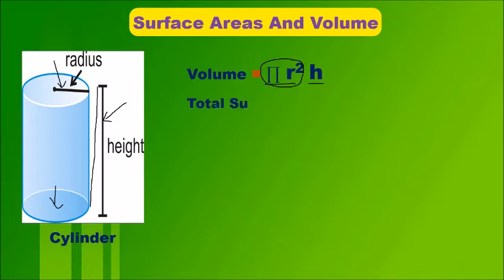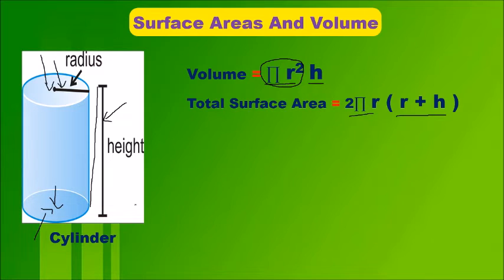Next one is total surface area of cylinder, that is equal to 2 into pi into r into (r plus h). It means that we have to add the curved surface area with area of top and area of bottom also. Next one is curved surface area. Curved surface area, or we can say lateral surface area, that is equal to 2 into pi into r into h, 2 pi r h.